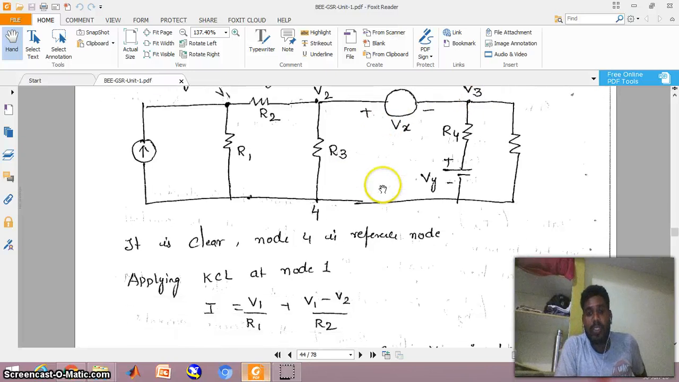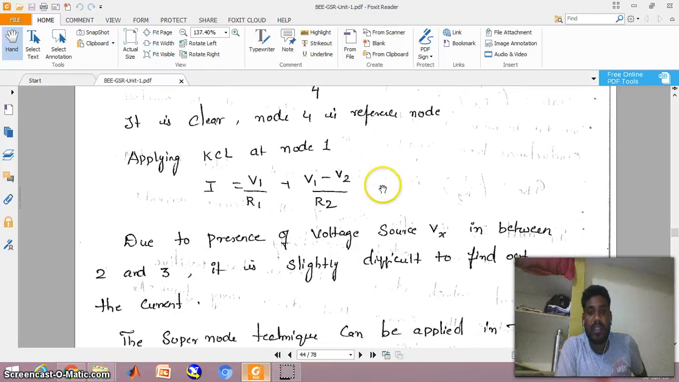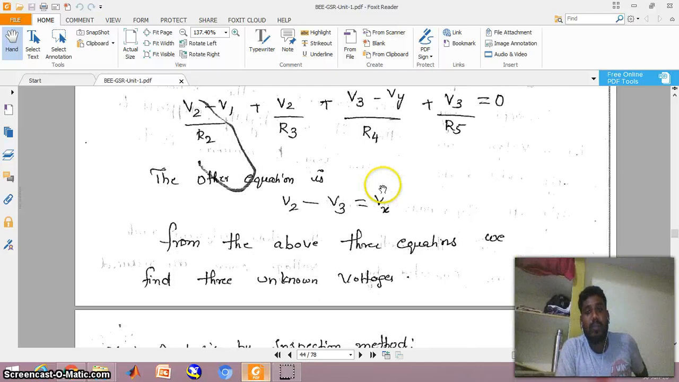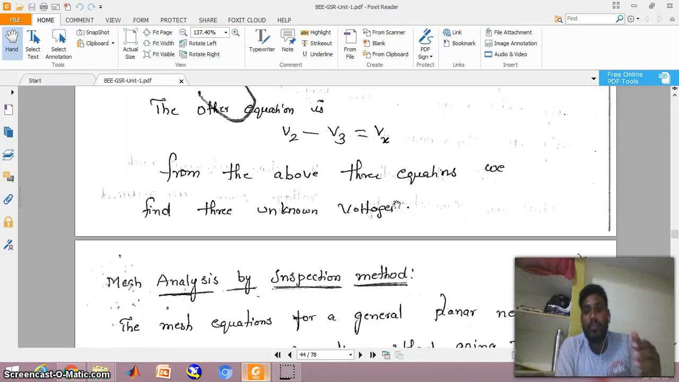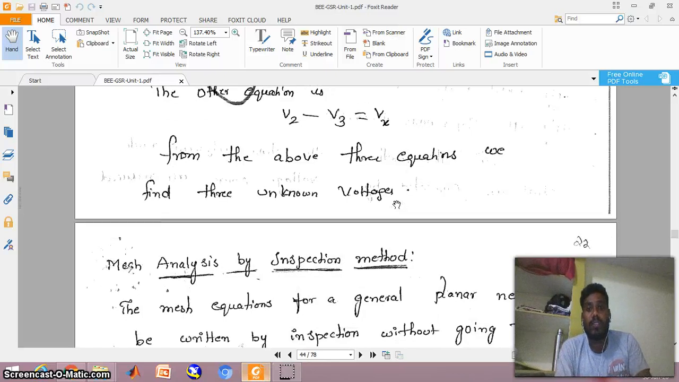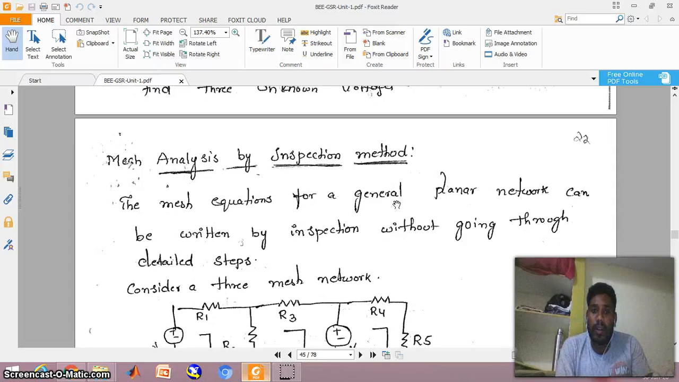At supernodes we write another equation. That equation is V2 minus V3 is equal to Vx, because the Vx positive terminal is connected to node 2, so V2 is the high potential. So a total of 3 equations and 3 unknowns are there. So we can easily calculate the unknown values by using any mathematical approach. So this is the supernodal analysis.